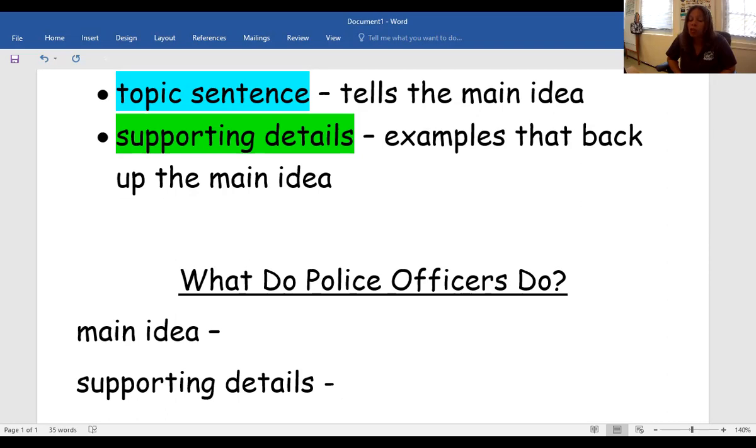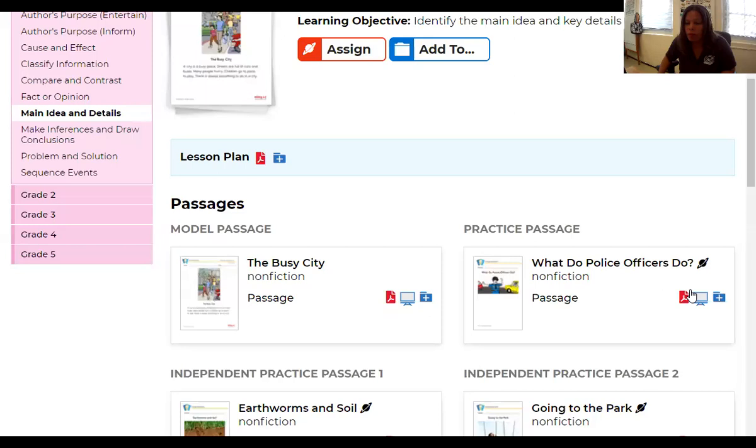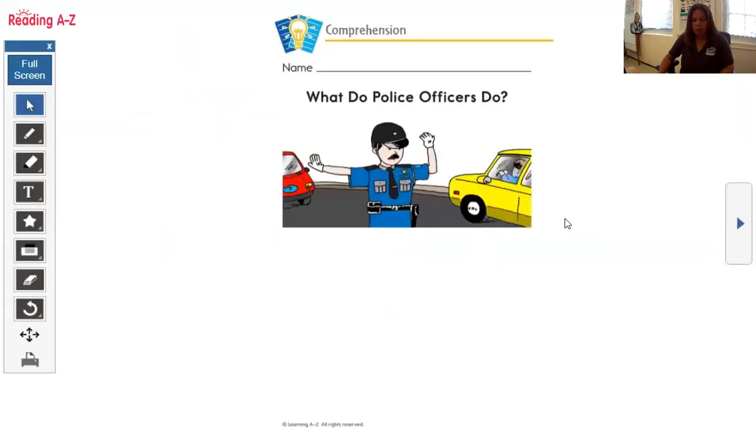Okay, so I'm going to read What Do Police Officers Do. So we're going to use those 4 key tips that I gave you. We're going to look at the title. We already see the title, what do police officers do? We're going to look at the pictures, and then we're going to look at the first sentence and the last sentence. That's going to give us a clue as to what our main idea should be. Okay. All right, here we go.